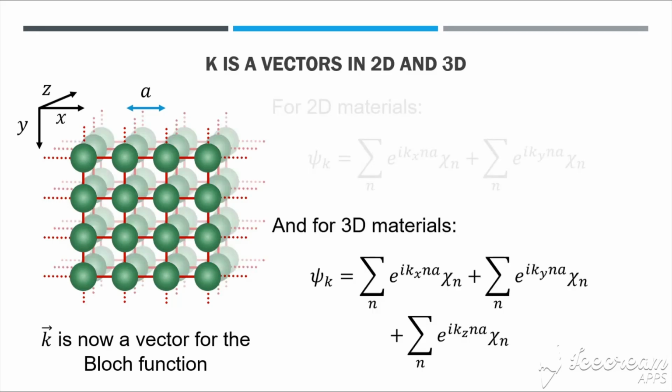Similarly, if we have a 3D material, we need to include in our k vector a component in the z direction that can describe the change in phasing of the orbitals in this direction, and I name it here as kz. For simplicity, I will talk about the 2D case only in this video, but it's very simple to apply this concept to the 3D case if you understand the 2D case very well.